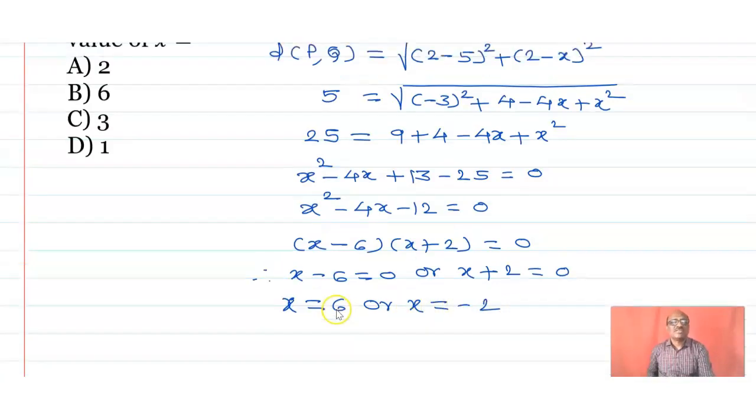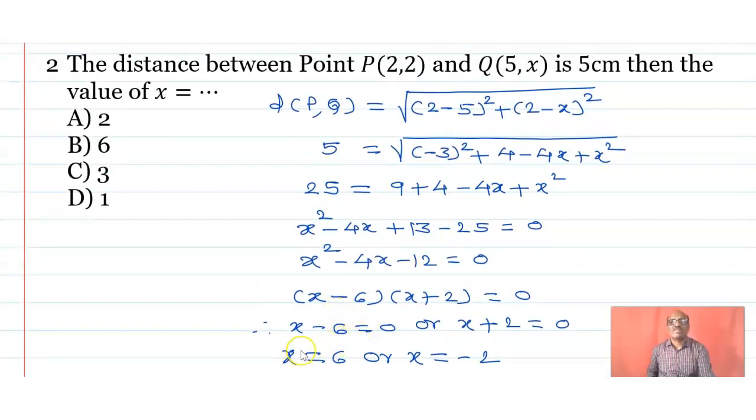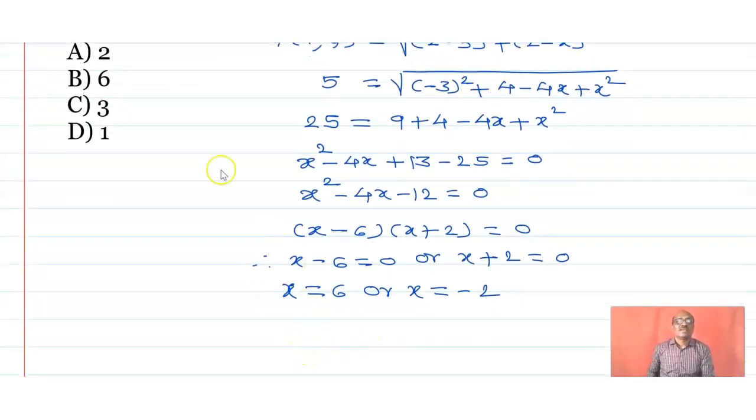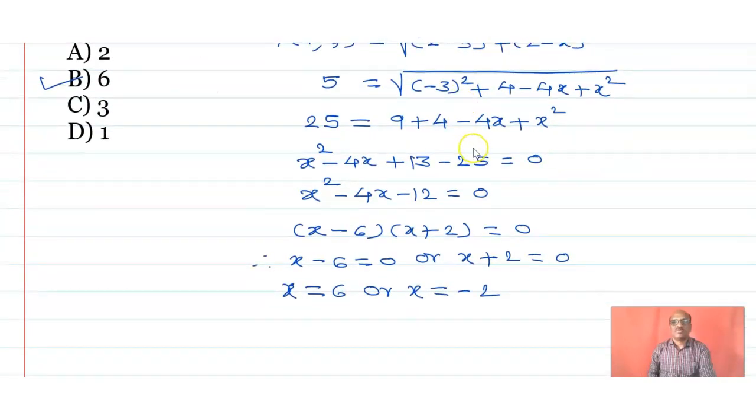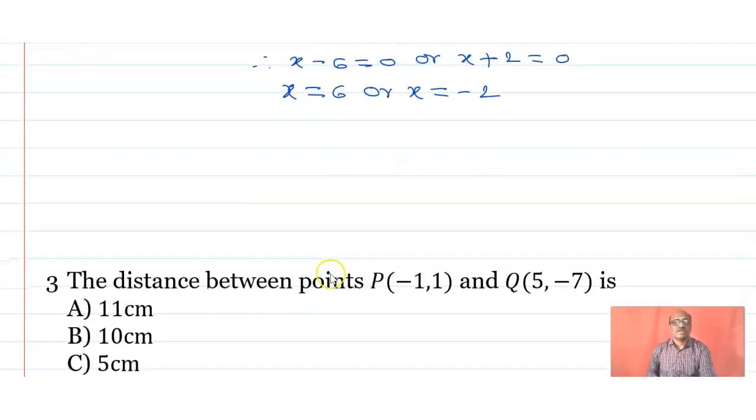x च्या दोन व्हॅल्यूज आहेत, एक तर 6 आहे आणि minus 2 आहे. Therefore, x equals 6 is the correct one. Okay. पुन्हा तुम्ही बघू शकता या प्रकारे आपल्याला ते सॉल्व करता येईल. x equals 6 is the correct one.